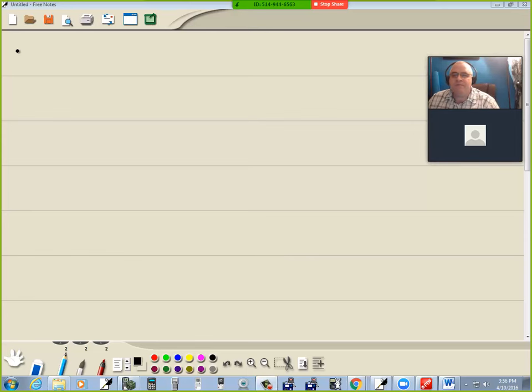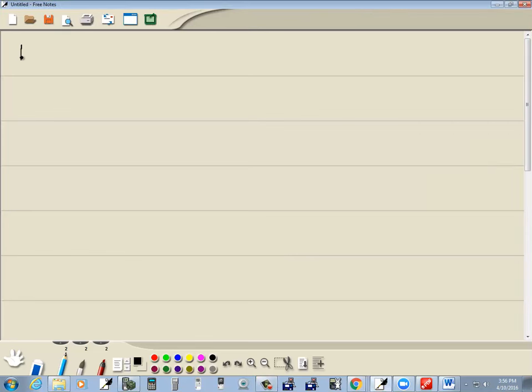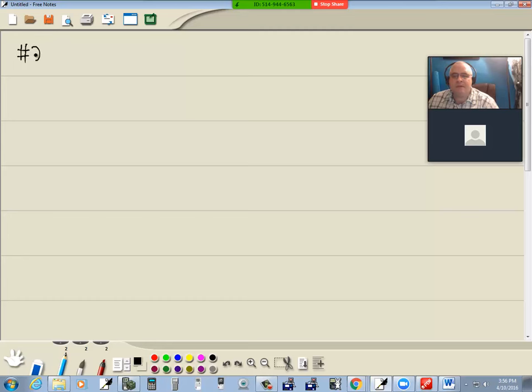Now, the first problem you asked about was number 2, which said f of x is equal to the square root of x minus 5 over the square root of x. And the instruction said to find the domain of this function.